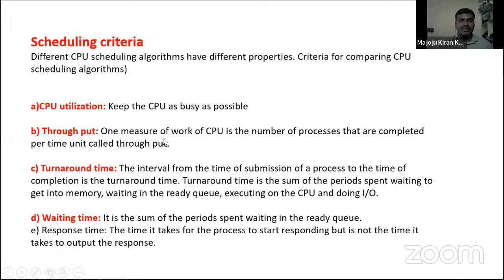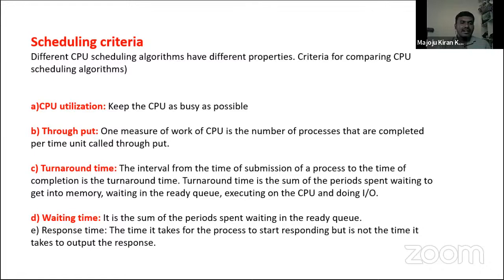The throughput is nothing but how many processes are completed per unit of time. For example, within 1 millisecond, how many processes have been completed? That is called the throughput. If the throughput is very high, it means the scheduling algorithm is more efficient.